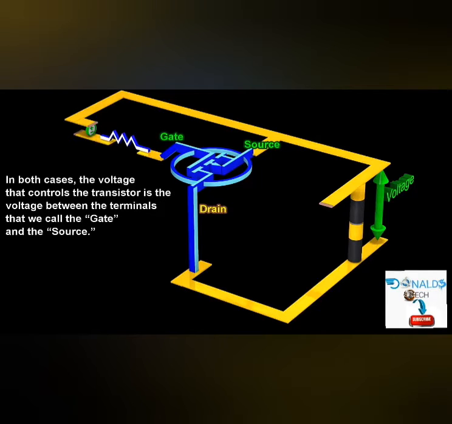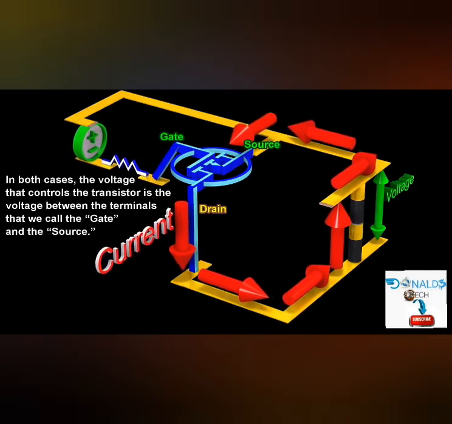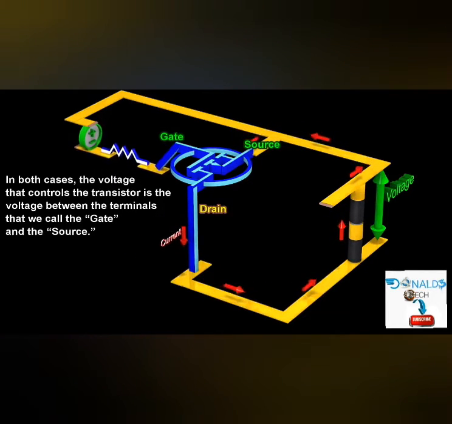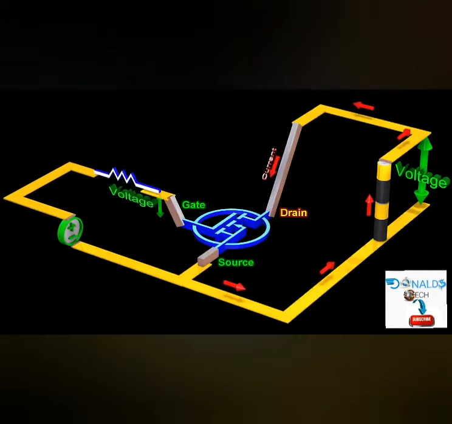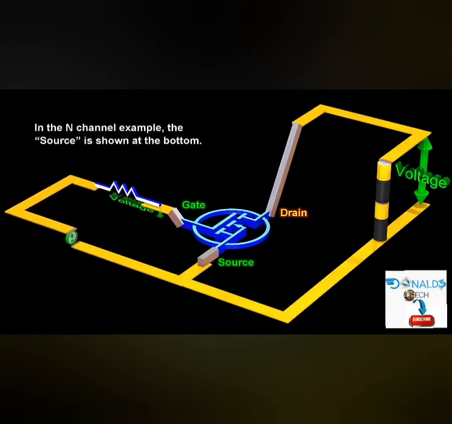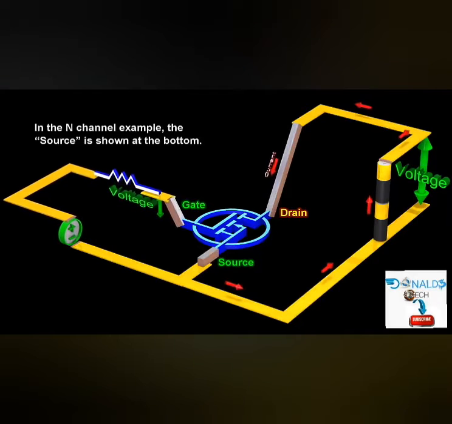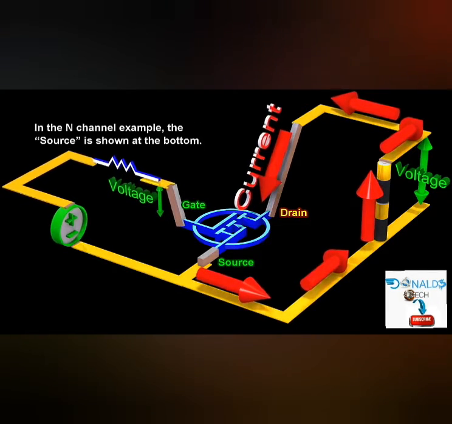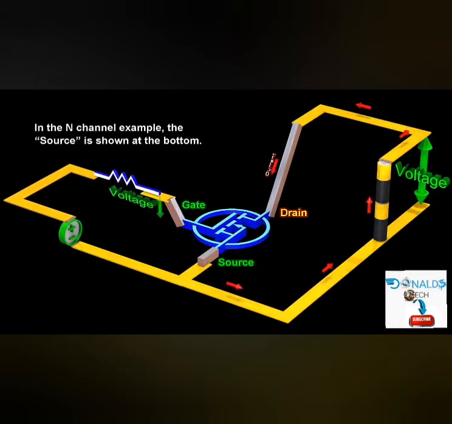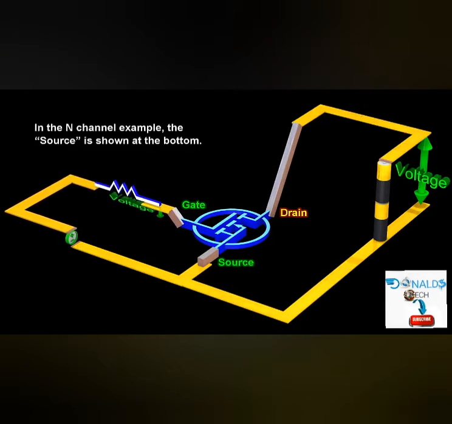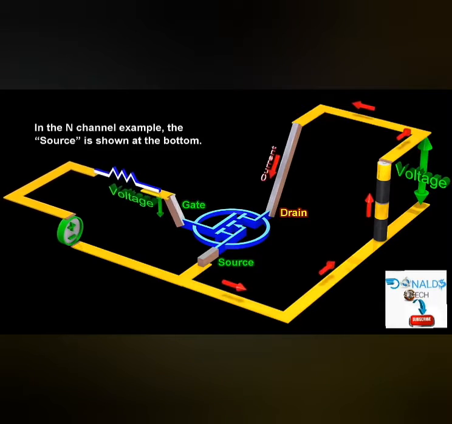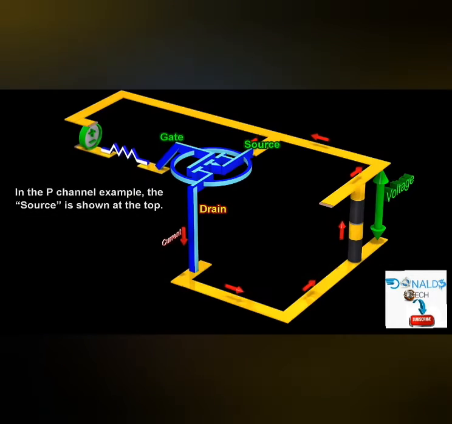In both cases, the voltage that controls the transistor is the voltage between the terminals that we call the gate and the source. In the N-channel example, the source is shown at the bottom. In the P-channel example, the source is shown at the top.